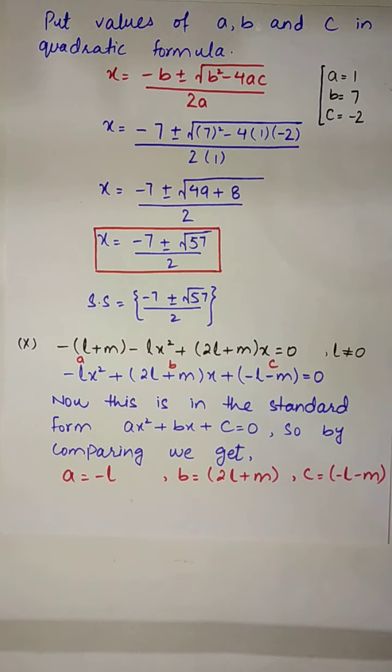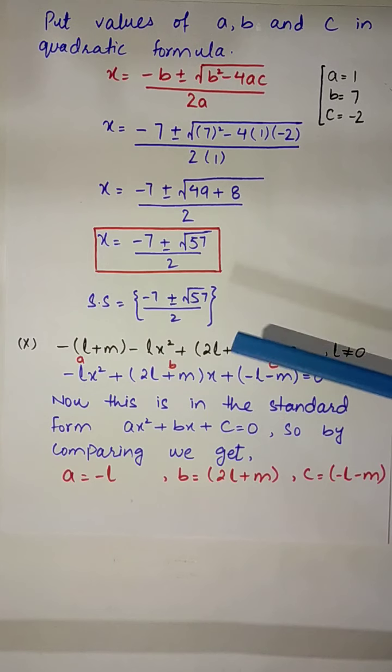So first of all we have arranged this equation because we have to write the equation in simplified form, so we can compare that equation with the standard form of a quadratic equation, that is ax square plus bx plus c is equal to 0. So now this is in the form of a quadratic equation like this.